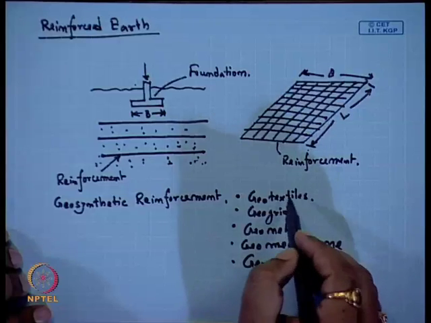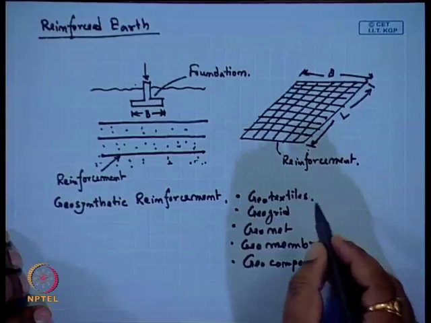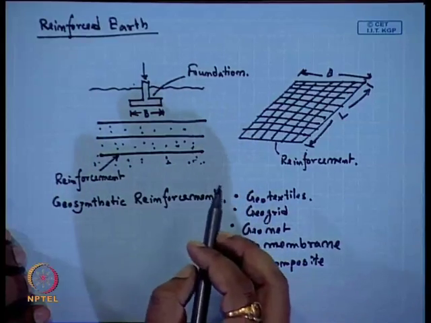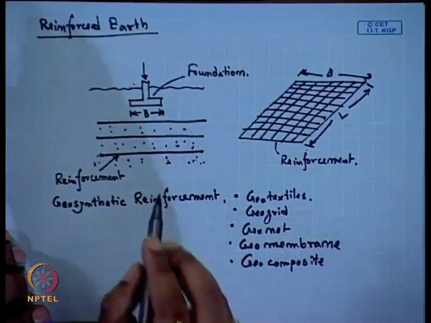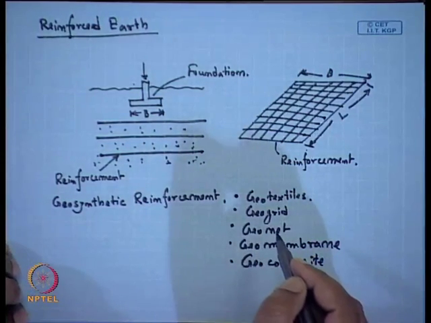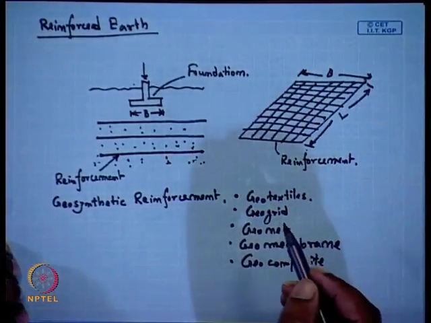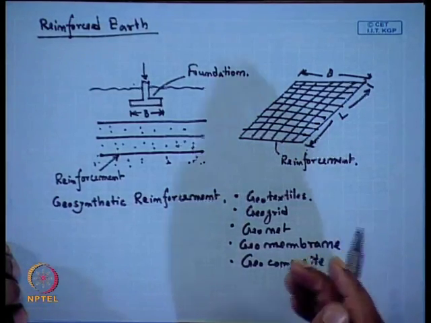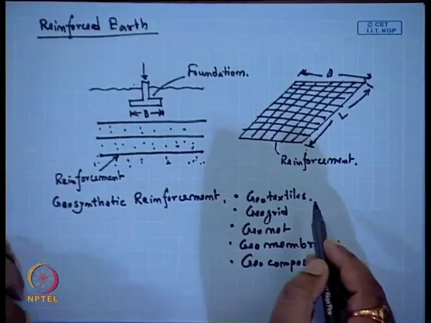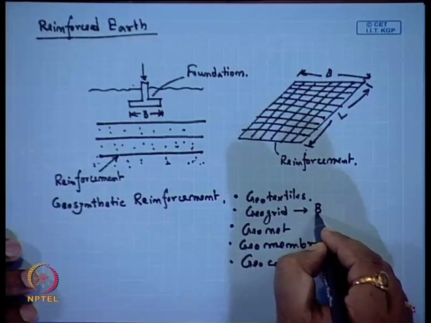And again we are talking about the geotextile, geogrid, geonet, geomembrane and geocomposite. These are basically used for different purposes. We are talking about geosynthetic being suitable for bearing capacity improvement, but that is not the only purpose of geosynthetic. Geosynthetic can act as a separator, it can act as a bearing capacity improvement material, it can be used for drainage purposes, and we can use it for a barrier purpose. Suppose for bearing capacity, mainly we use the geogrid.